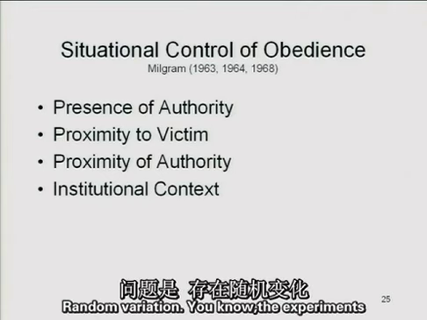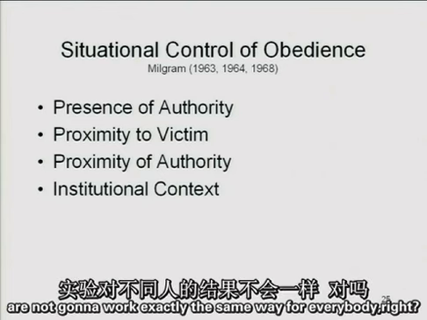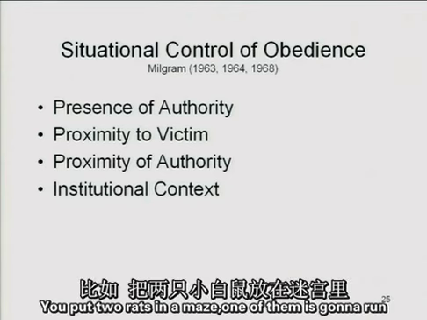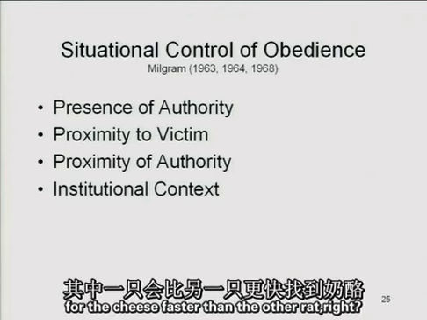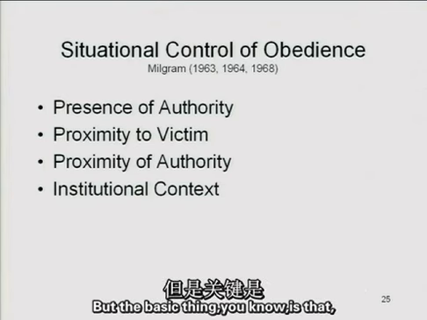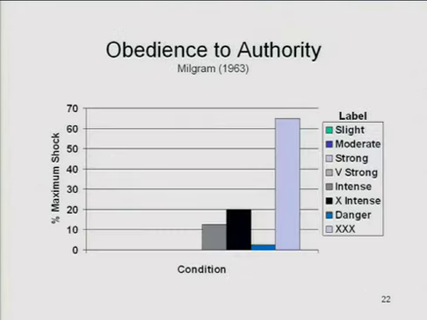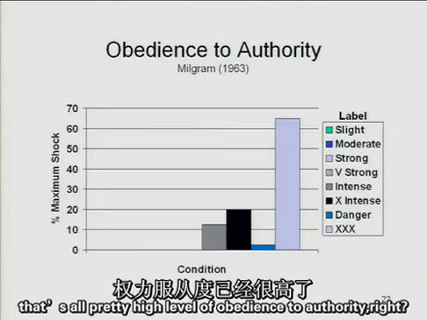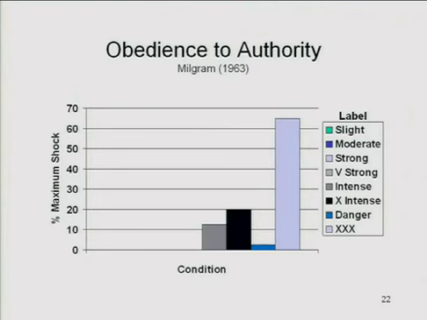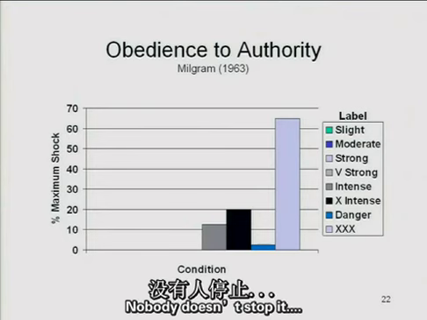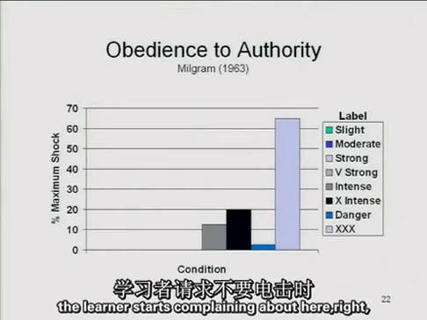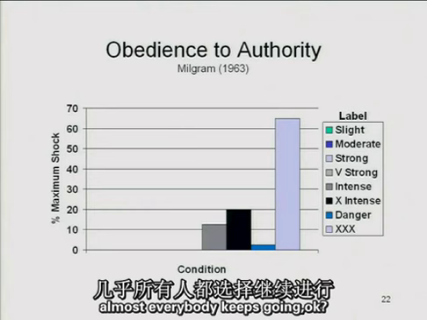Random variation. Your experiment's not going to work exactly the same way for everybody, right? You put two rats in a maze, one of them's going to run for the cheese faster than the other rat, right? But the basic thing is that that's all pretty high levels of obedience to authority, right? Nobody doesn't stop it, and the learner starts complaining, right? Almost everybody keeps going, okay?